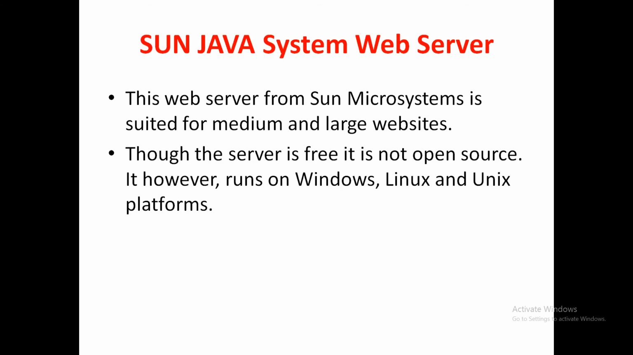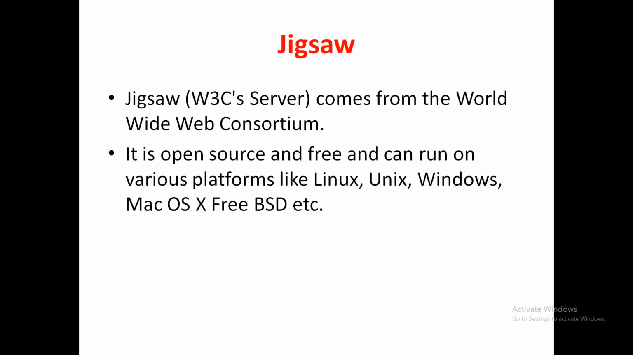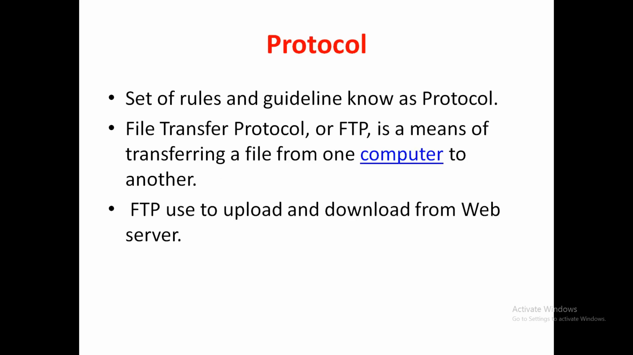The third one is Sun Java System Web Server. This web server was formerly developed by Sun Microsystems, and it is well suited to medium and large websites. This is also free, open source, and it runs on all platforms. Jigsaw is a W3C server. It comes from the World Wide Web Consortium. It is also free, open source, and supported by all platforms. These are all the leading web servers we use in our systems.